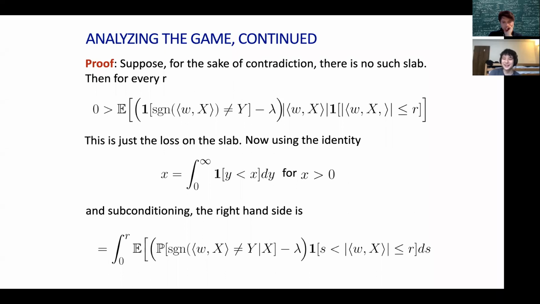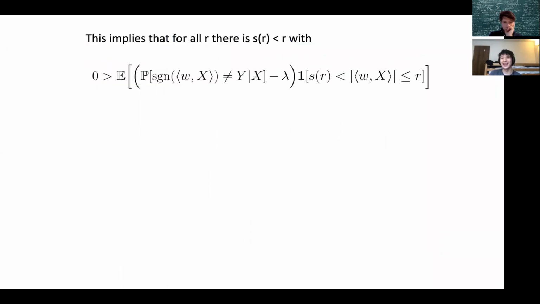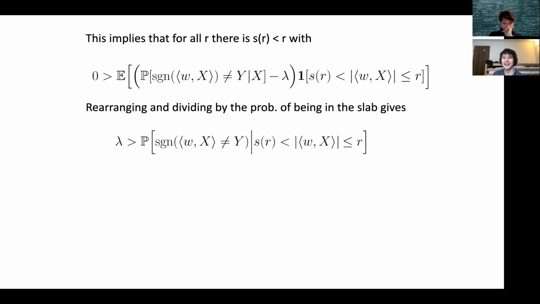That's good because we have this indicator that looks kind of like a slab already. So by doing that, we get that for every r, there's S of r so that the integrand is negative. Now we can start to make more sense of this expression. So we have this indicator. We can move to the conditional expectation just by dividing by the probability you're in this region between S of R and R. And now we get something that actually makes sense.